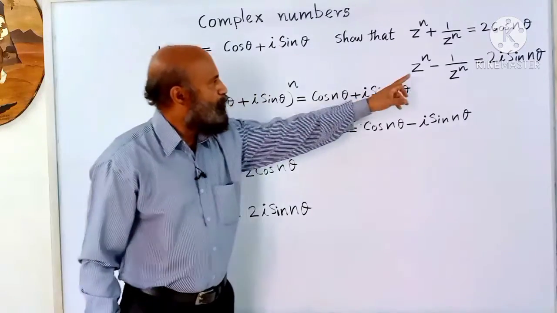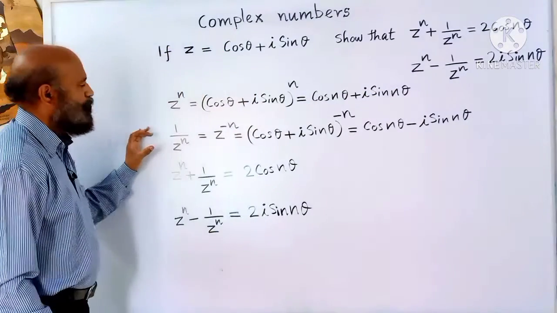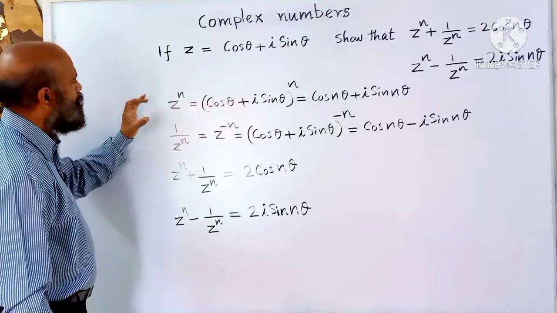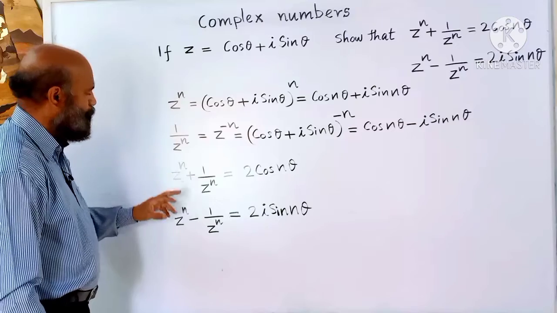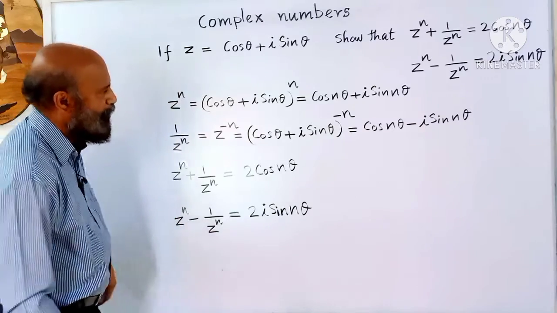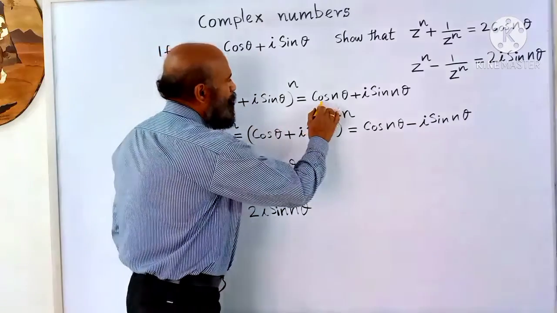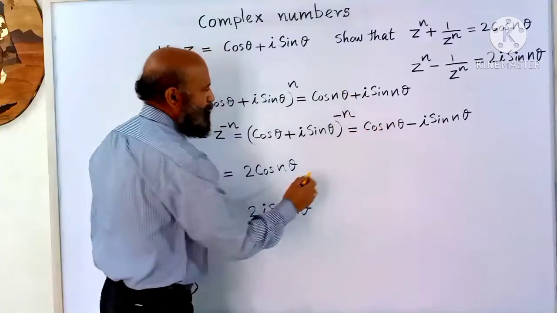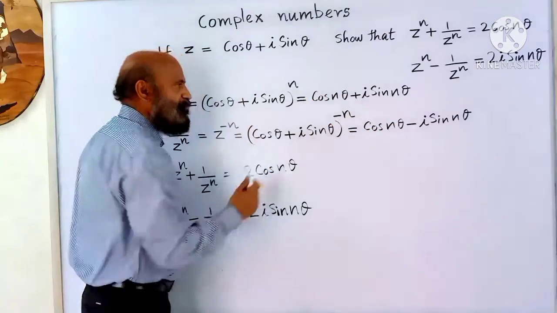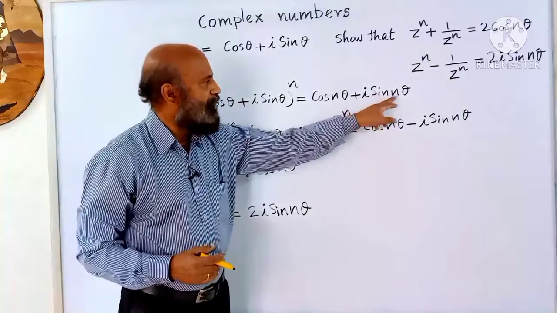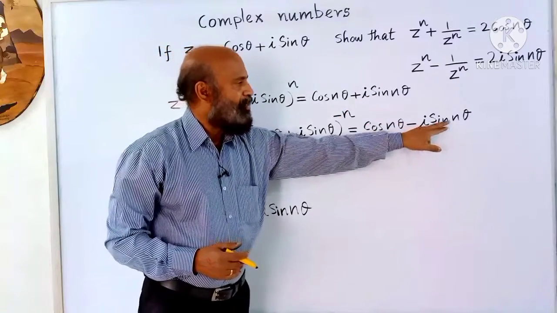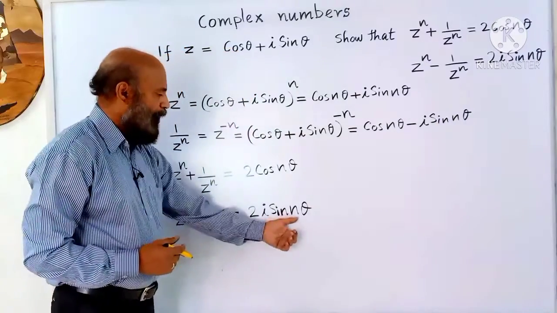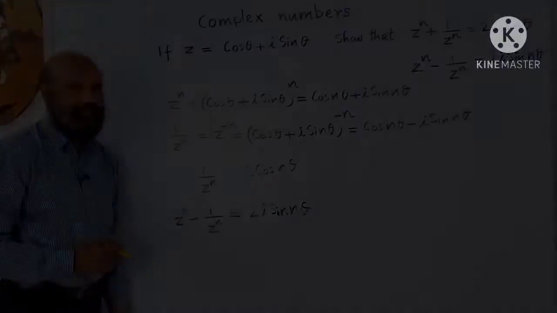Next, we have to subtract. From this, you subtract this. So z raised to n minus 1 by z raised to n: when you subtract, cos n theta minus cos n theta will get cancelled. Then i sin n theta minus minus i sin n theta, so it will become 2i sin n theta.